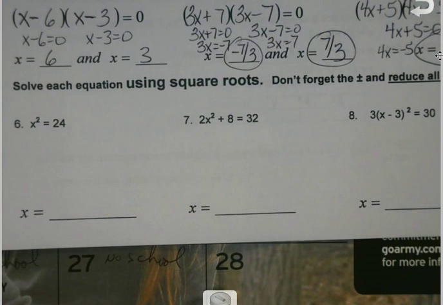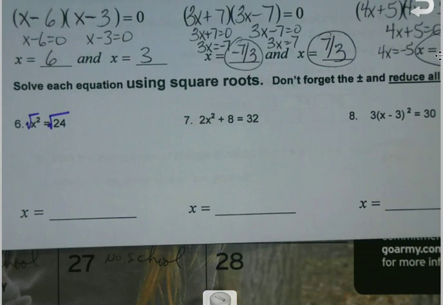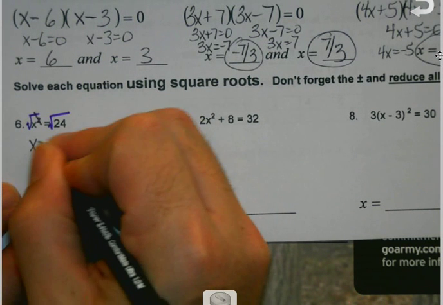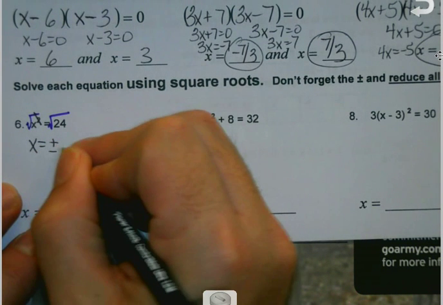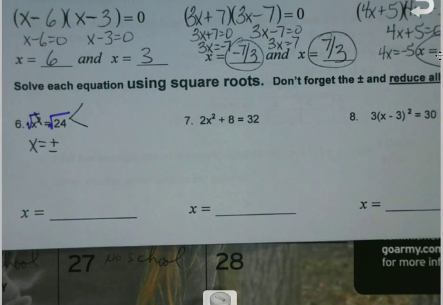Solve by using square roots. Don't forget the plus minus. Reduce all the radicals. Shoot, can't tell you much more than that. So, get my square root in there. Squared and square root are opposites. Don't forget my plus minus. Can the 24 break down? If need be, bust out the green sheet.